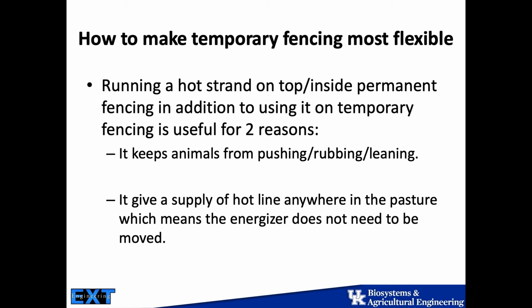To me, the strategy should be to find a good point for your Energizer and your grounding rods, and run a hot wire on the inside of any permanent fencing that you have on your major pastures. This is what creates flexibility in your fencing system, because this allows you to run temporary wires wherever you need them. It also does a second thing. It allows animals to not destroy your permanent fences that you just invested a lot of money into.